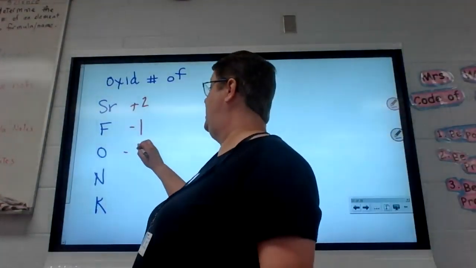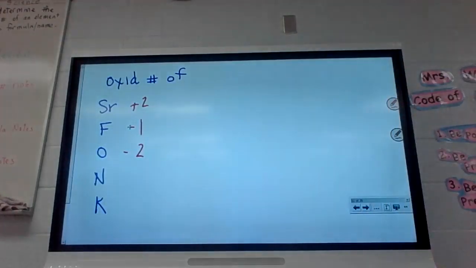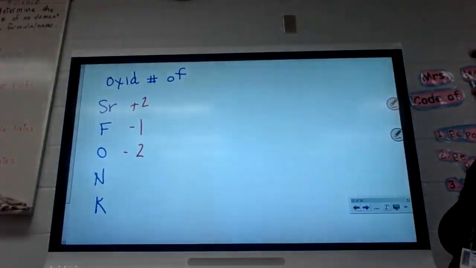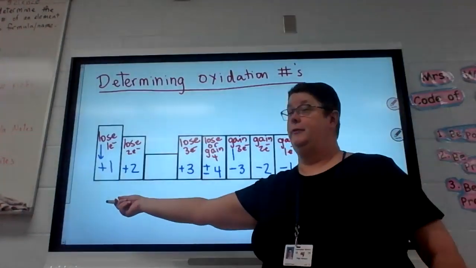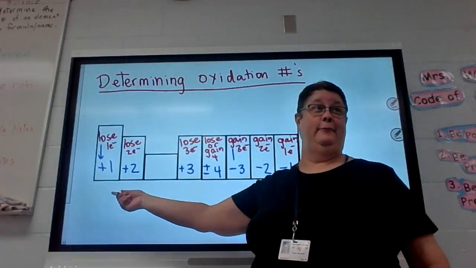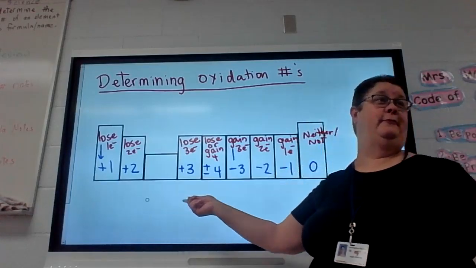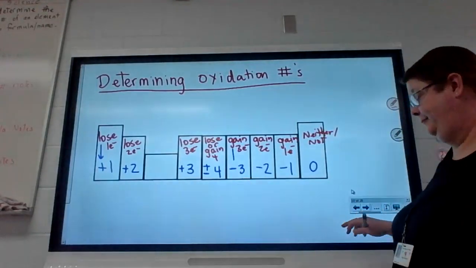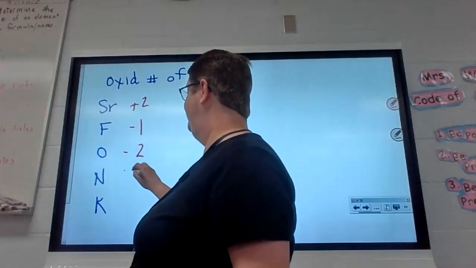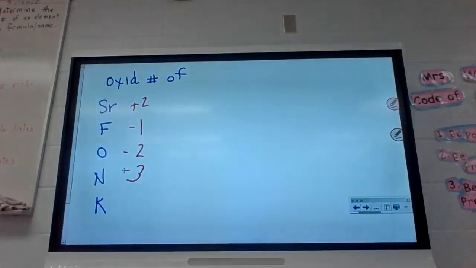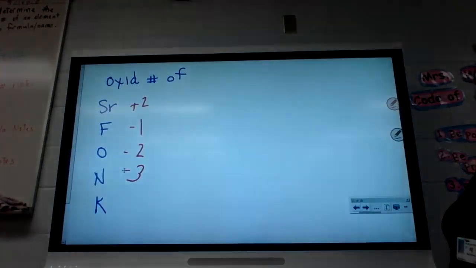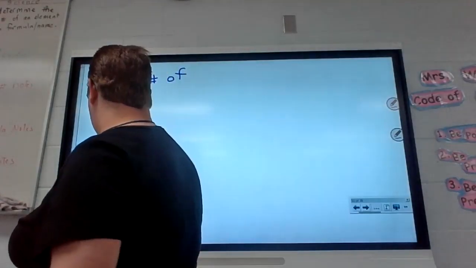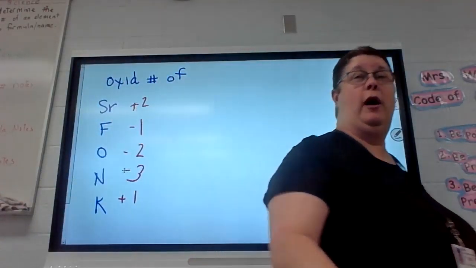All right. What's oxygen's? -2. What's nitrogen? No, add 5. Plus 3. No, -3, because it's opposite. She got it. All right. What's potassium? And you can just write 1. I tend to emphasize and write +1, but as long as you write 1, it's okay.